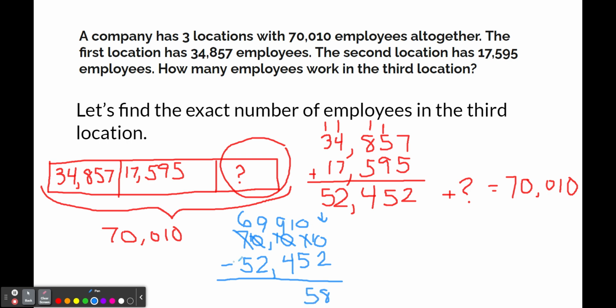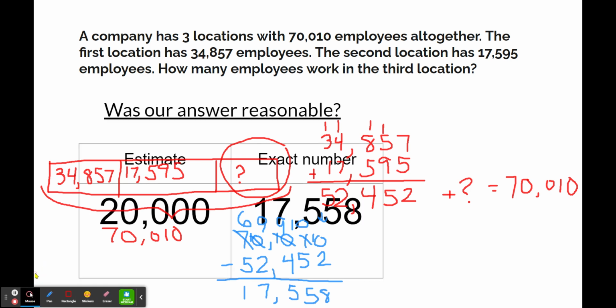Now I have 9 minus 4, which is 5. Now I have 9 minus 2, which is 7. And then 6 minus 5, which is 1. So at this third location, they have 17,558 employees. All right.